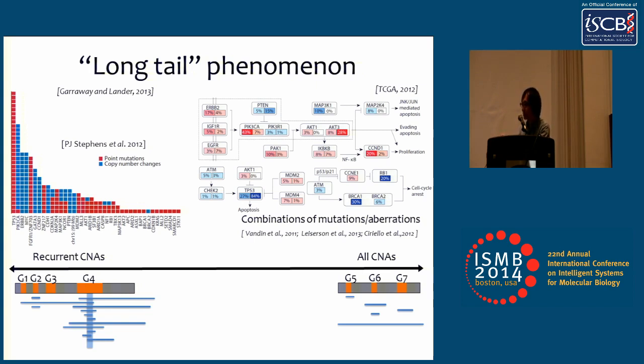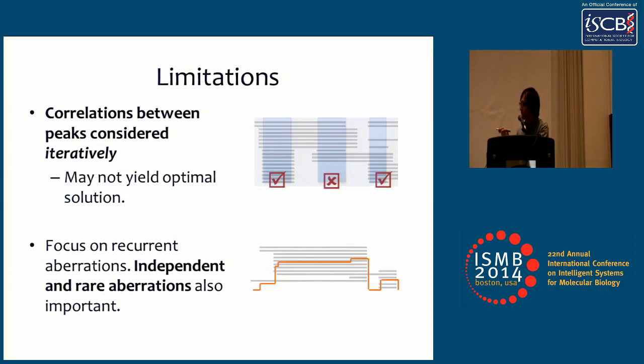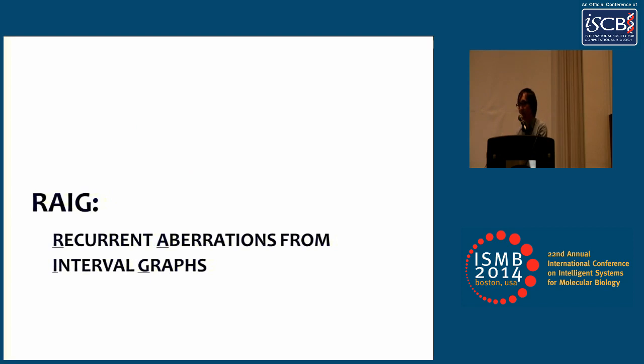But if you call them all, you will get too many unfocused aberrations. So the approach we want is just in between: you can identify some recurrent copy number aberrations, and you also have the power to detect the rare ones. To recall the limitation, an iterative manner probably does not generate optimal selection, and we want to focus more on the independent and the rare events. So we propose an algorithm called REC, which can simultaneously identify the potential recurrent regions in the genome, and is also capable of identifying rare and dependent events. And this approach is also adaptable to high throughput sequencing data and SNP arrays.